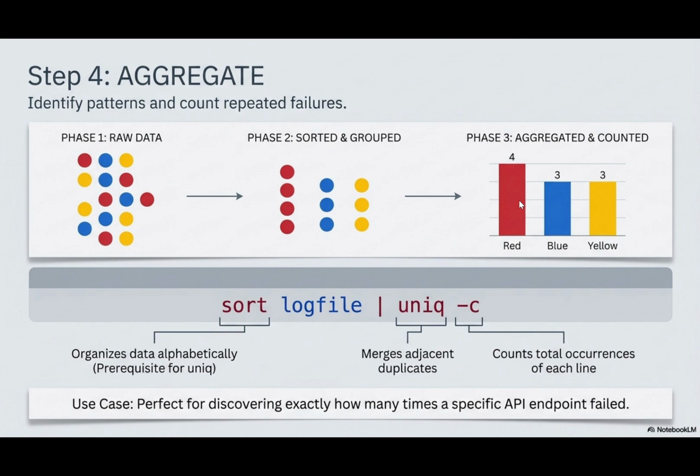Sort is mainly for organizing data alphabetically, and likewise in this example we are concerned about the logs. So suppose you follow this command: sort log file pipe uniq -c, where uniq merges adjacent duplicates, and -c counts the occurrences of each line. That's the count. So with this we can understand how many times a specific API endpoint failed.